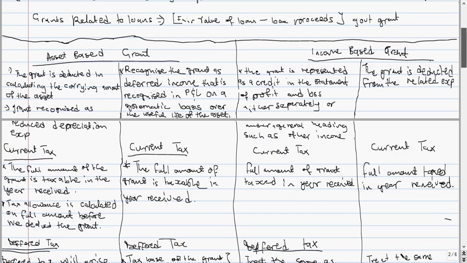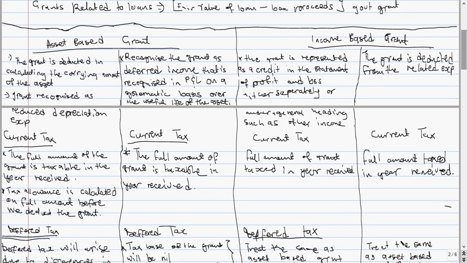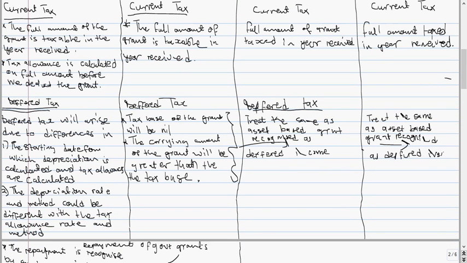And then in the other case, where we recognize the grant as deferred income, that is recognized in profit and loss on a systematic basis over the useful life of the asset. We said for current tax, the full amount of the grant is taxable in the year in which it is received, and for deferred tax, we said deferred tax will arise due to the differences in tax base of the grant, since the tax base of the grant will be nil as it was taxed in the year in which it was received, but the carrying amount of the grant will be greater than the tax base. So the difference in the carrying amount and the tax base will give rise to deferred tax.